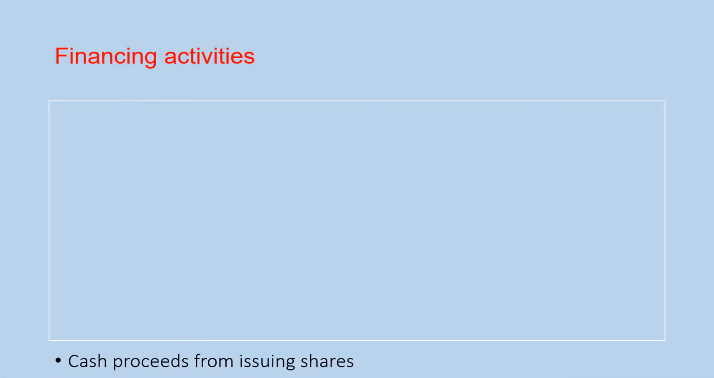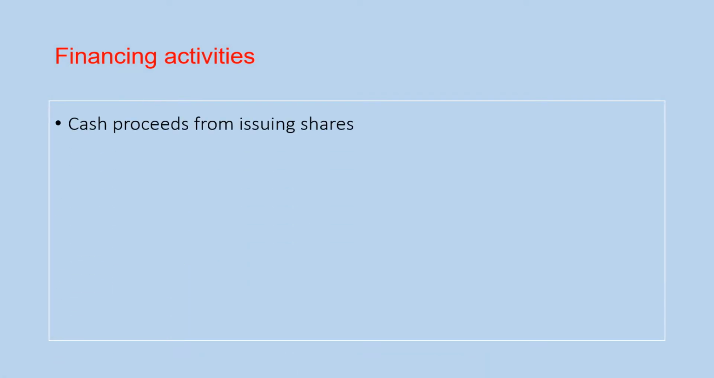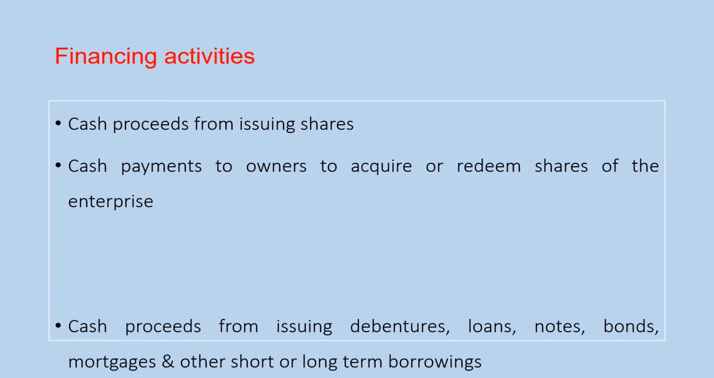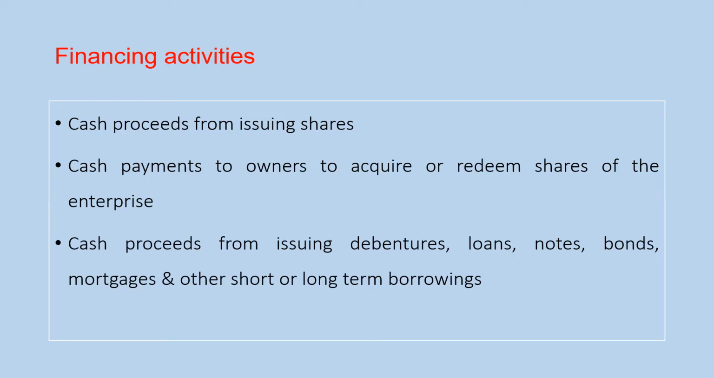Financing activities include cash proceeds from issuing shares, cash payment to owners to acquire or redeem shares of the enterprise, cash proceeds from issuing debentures, loans, notes, bonds, mortgages, and other short-term or long-term borrowings, and cash repayment of amounts borrowed.